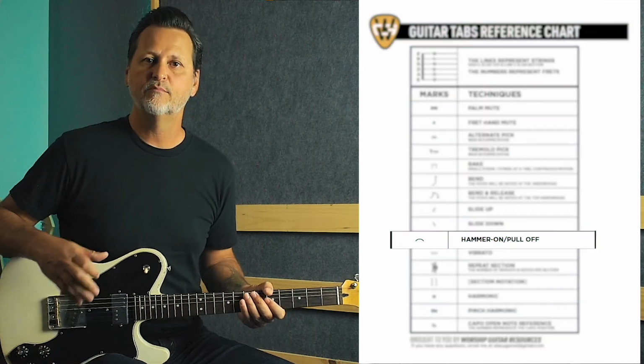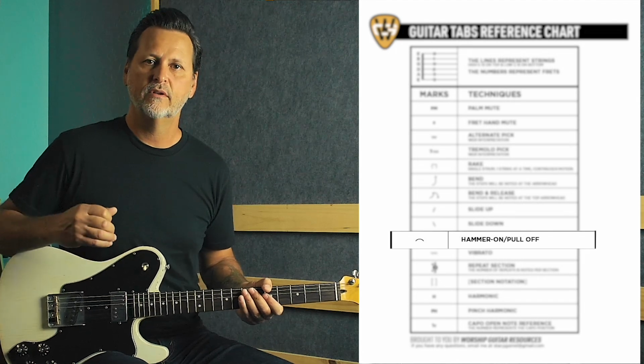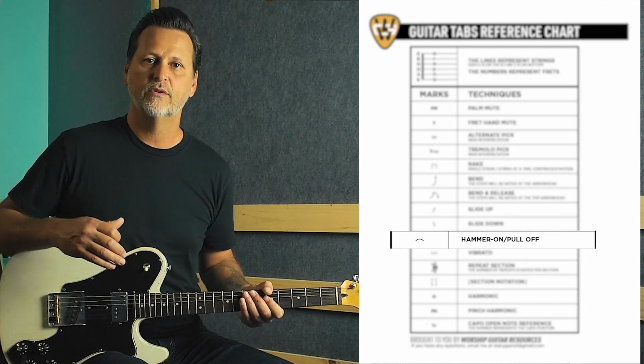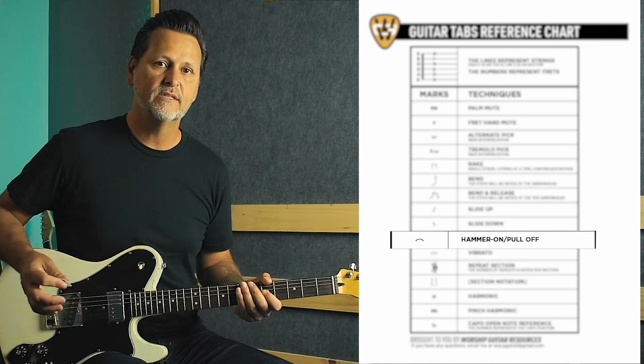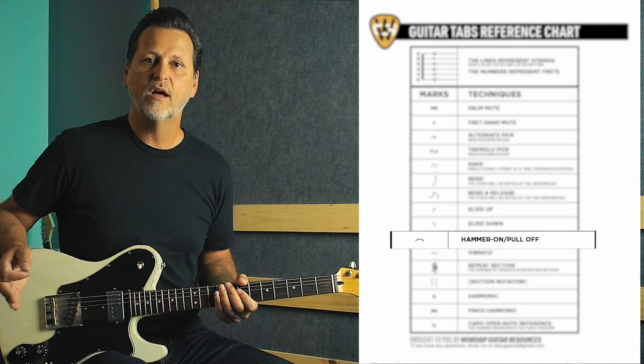Next we have hammer-ons and pull-offs. It's the same mark, and the only difference is whether the second note precedes or follows the first note on the fretboard. A hammer-on can sound like this, and a pull-off can sound like this.